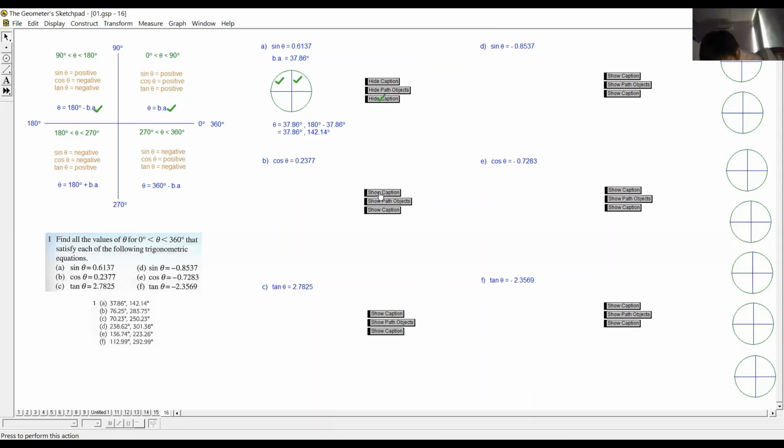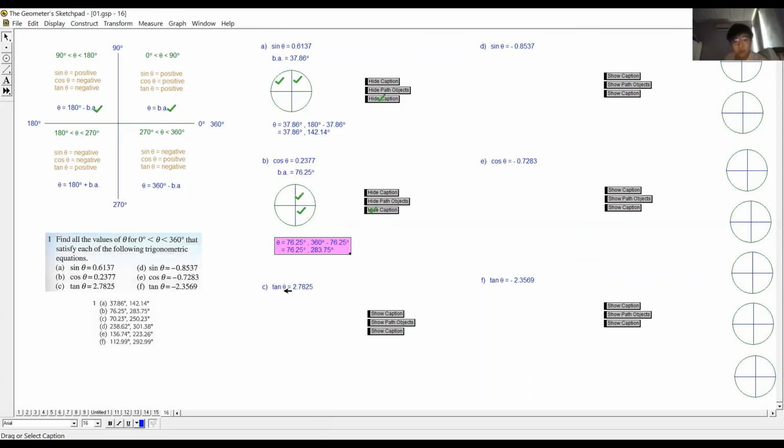Now for part B, can you find the basic angle? You have to type shift cos. 76.25. Yes, very good. Now, cosine positive will be which quadrant? First or fourth quadrant. Correct. First is here, fourth is here. If it is first, then you just copy down the basic angle. 76.25 or 283.75. Very good. So this will be the answer.